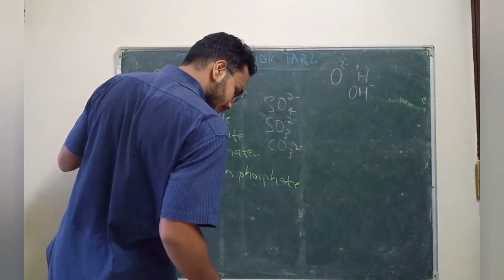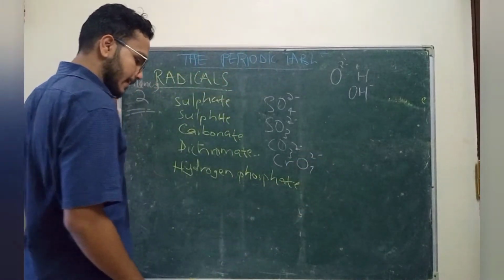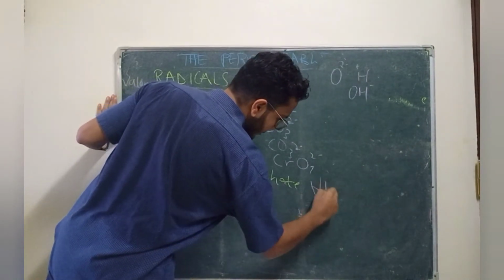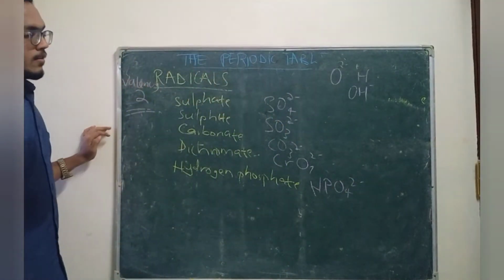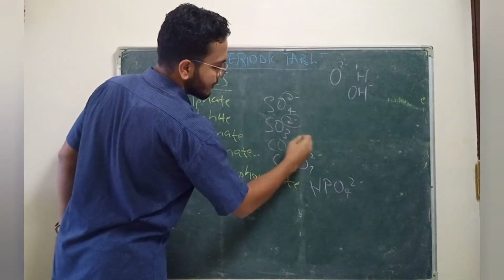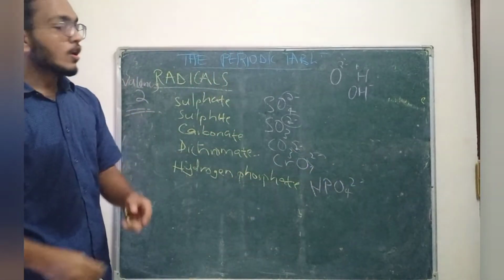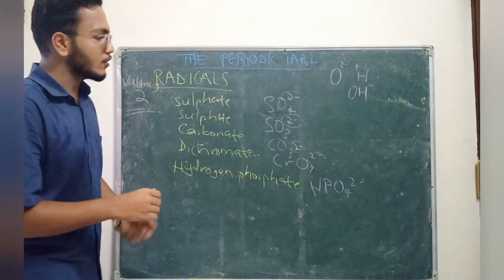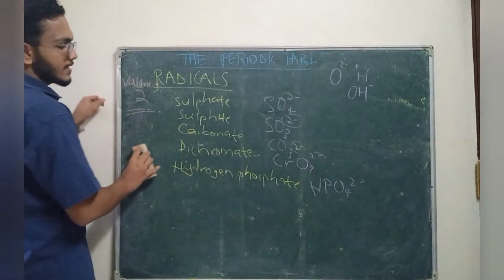Dichromate is CrO7 2 negative, and hydrogen phosphate is HPO4 2 negative. What do we see from this? 2 negative, 2 negative, 2 negative, 2 negative and 2 negative. This tells you that the valency of these radicals is 2. So when they react with elements or atoms like a sodium atom or a magnesium atom, they react with valency 2 as the radical. You can also write this down. We go to valency 3.